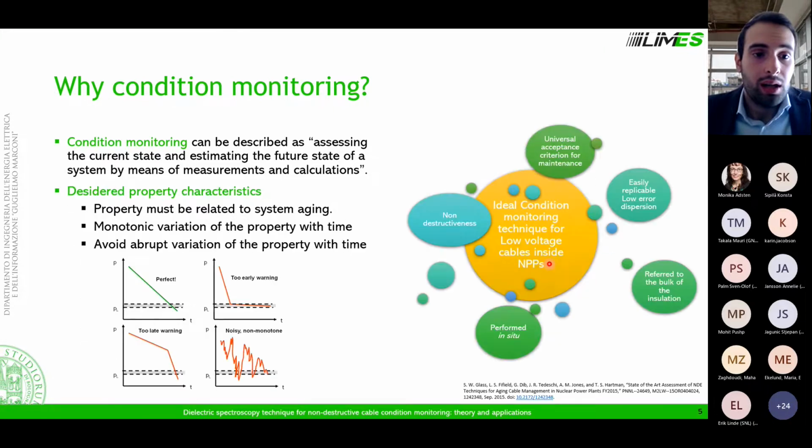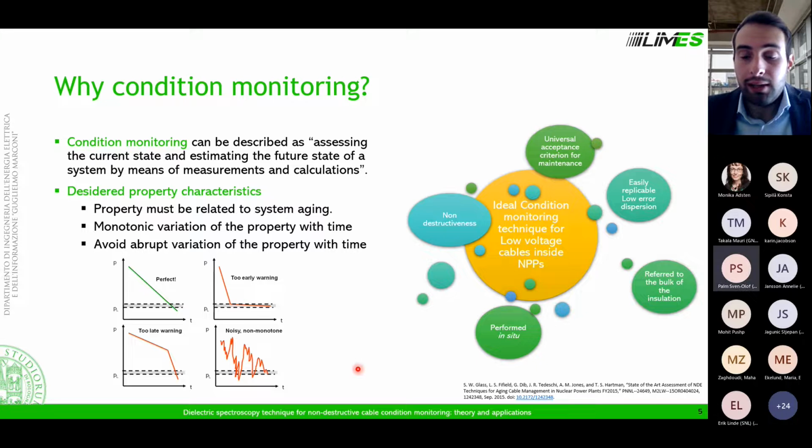However, not all the condition monitoring techniques are good to be used to evaluate the state of the system. In particular, the condition monitoring techniques should be associated with properties that obviously must be related to the system aging, that should have a monotonic variation of the property with time, and in particular, they should not have an abrupt variation of the property throughout the aging, for example, year and year.